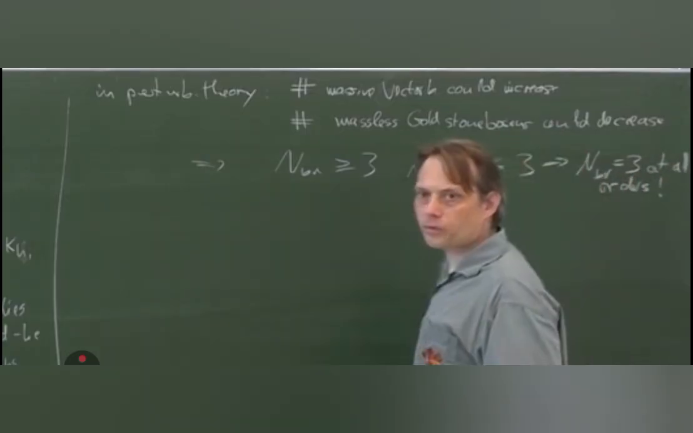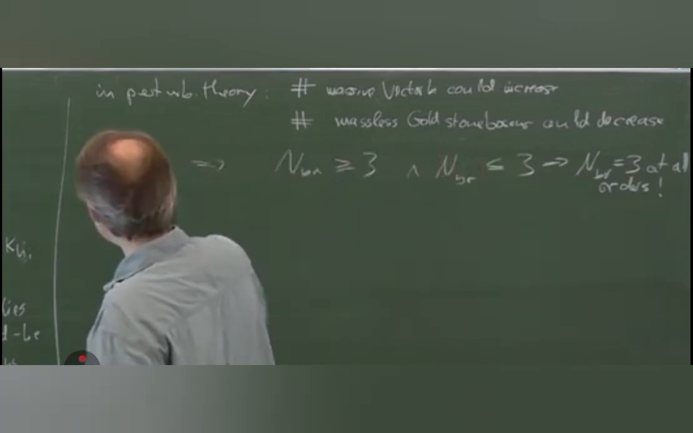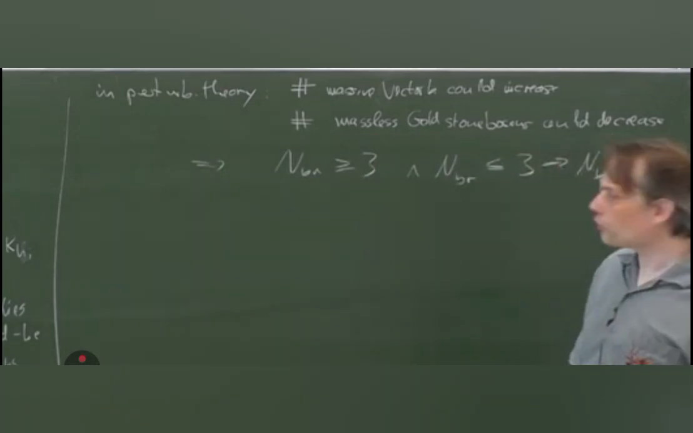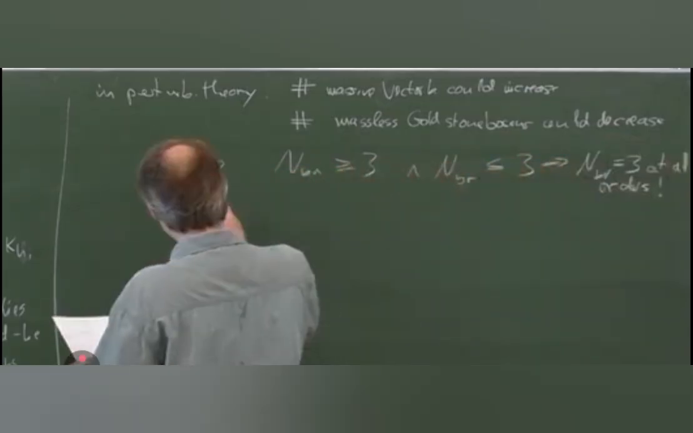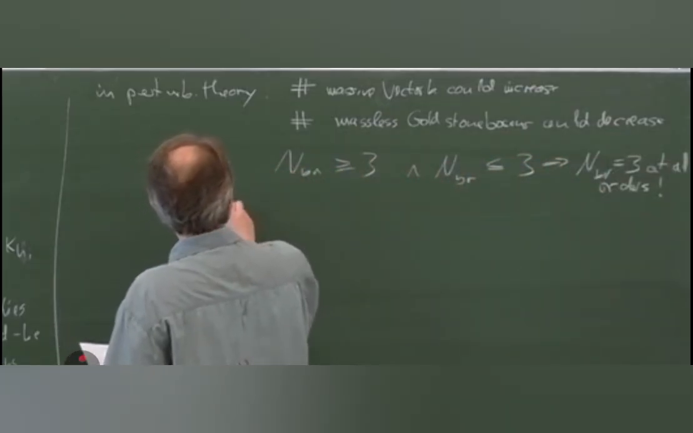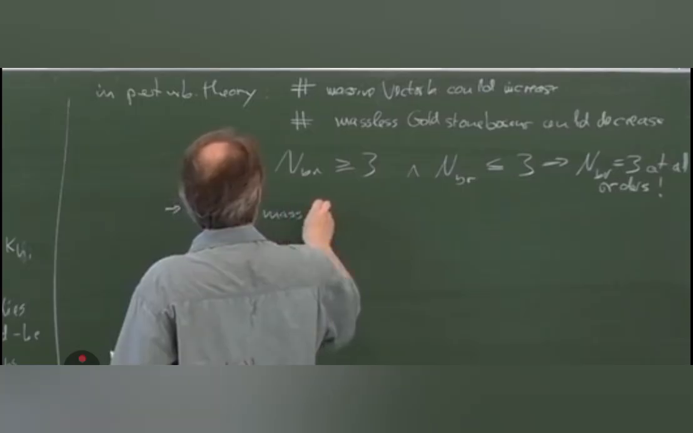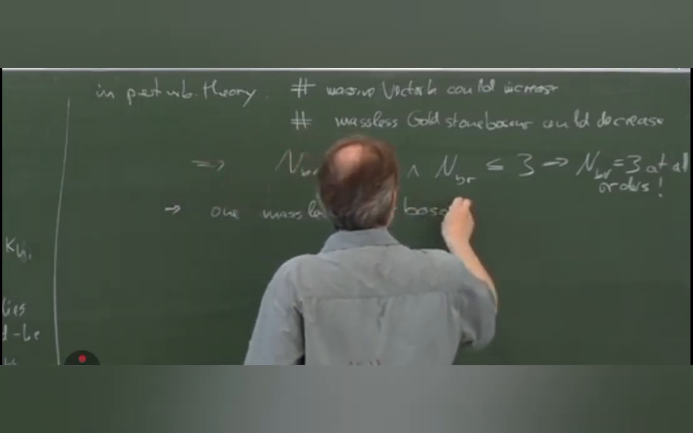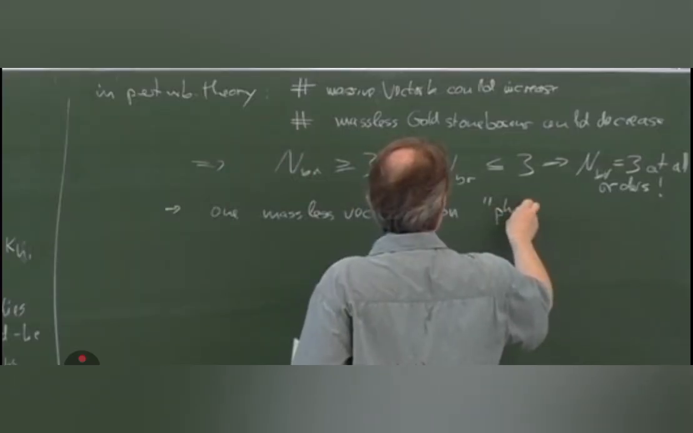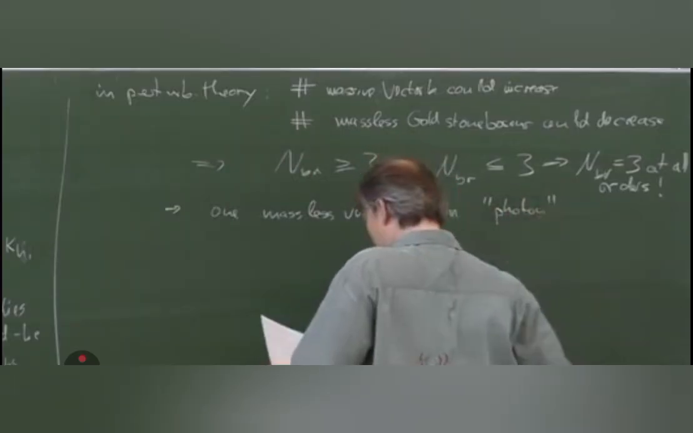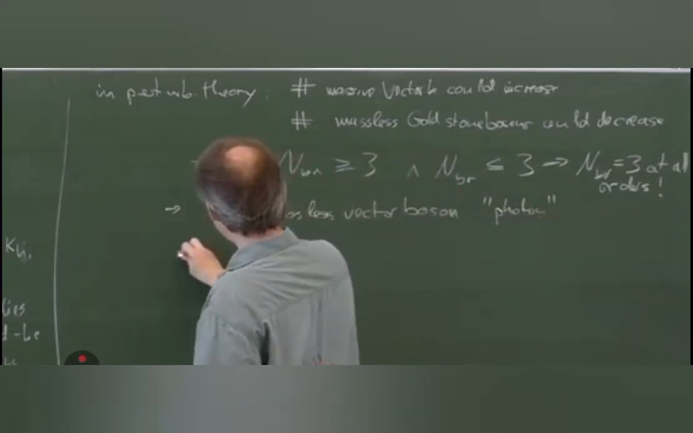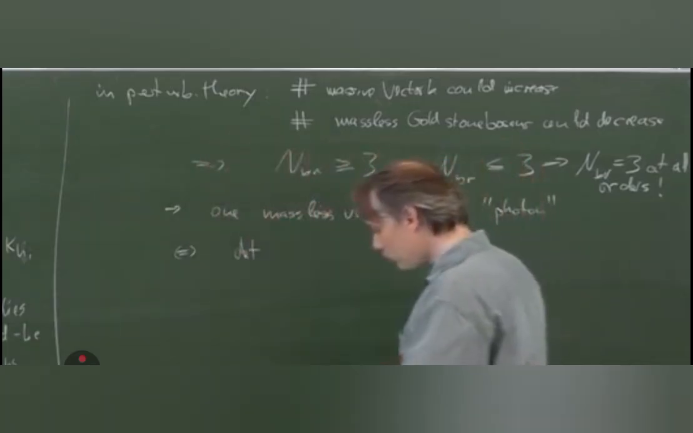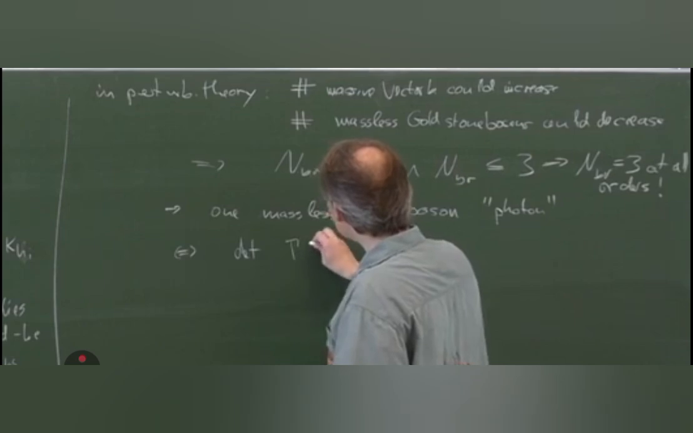And that is the proof that at all orders there is precisely one and only one massless vector boson in the standard model. Which by definition is then of course the photon. And technically it means that the determinant of the 2-point function matrix at 0 momentum vanishes.